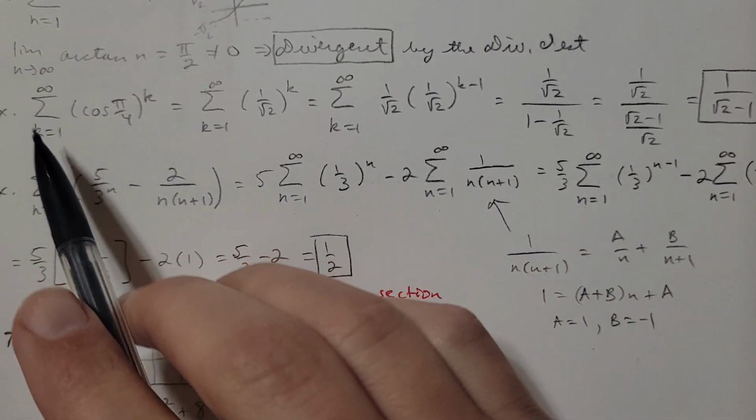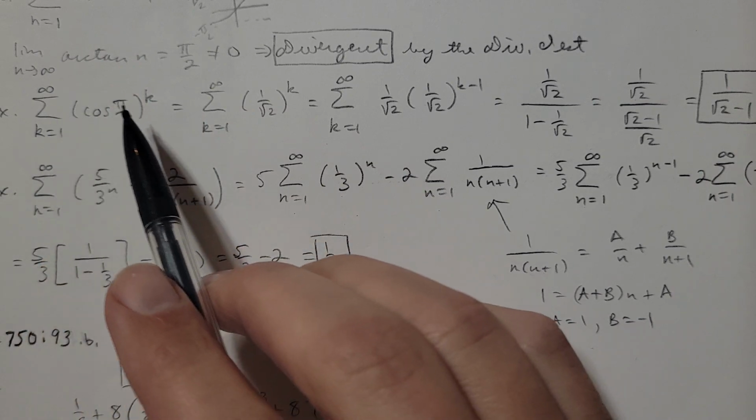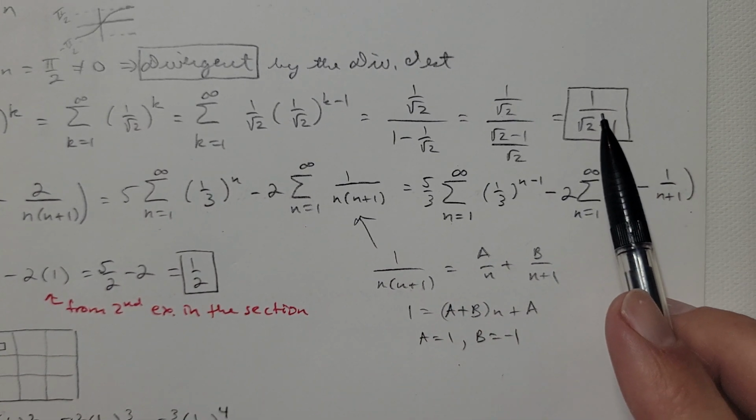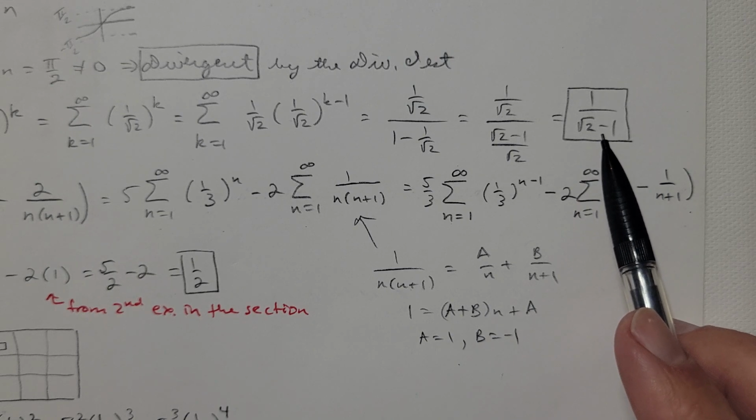So if I add up all infinitely many of these terms, the grand total would be 1 divided by root 2 minus 1.